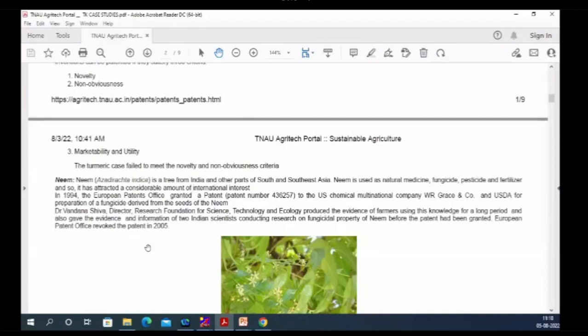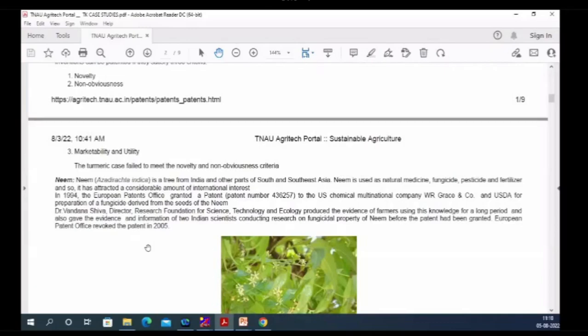Dr. Vandana Shiva, Director of the Research Foundation for Science, Technology and Ecology, produced the evidence. That means Indian people again challenged the case in Europe. They produced the evidence of farmers using this knowledge for a long period, and also gave the evidence and information of two Indian scientists conducting research on the fungicide properties of neem before the patent had been granted. The European Patent Office revoked the patent in 2000.